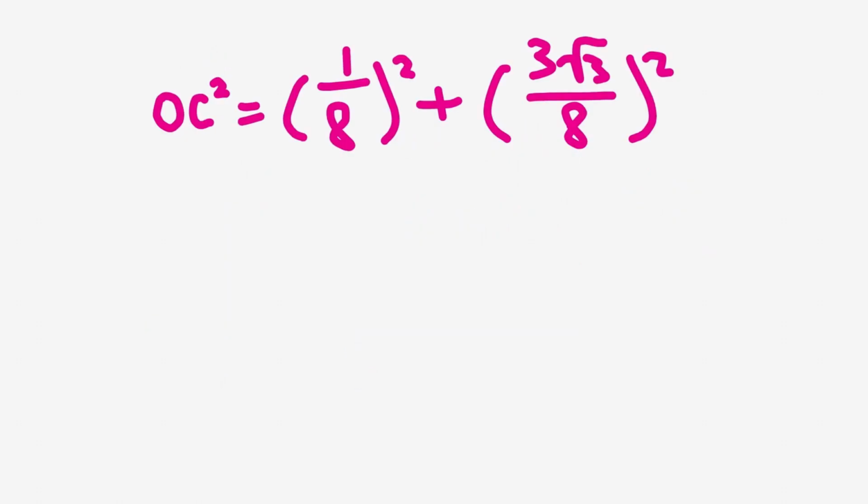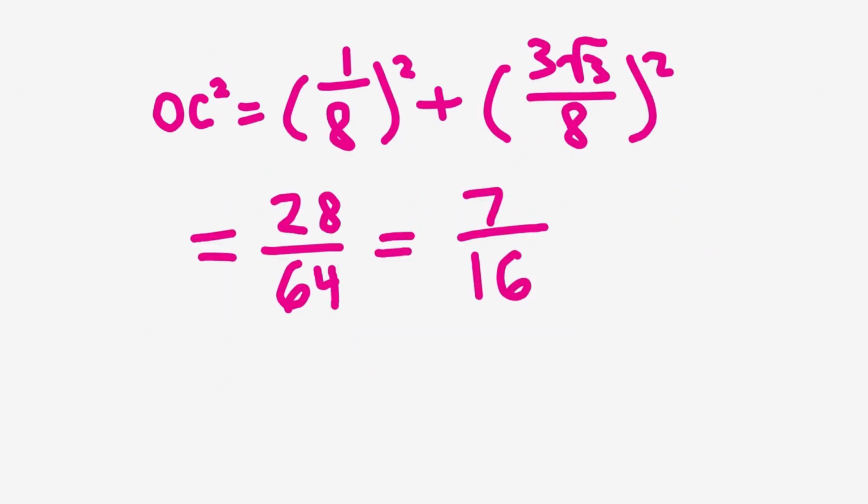Calculating OC squared using the Pythagorean theorem gives us this fraction, which implies that our answer is 7 plus 16, or 23.